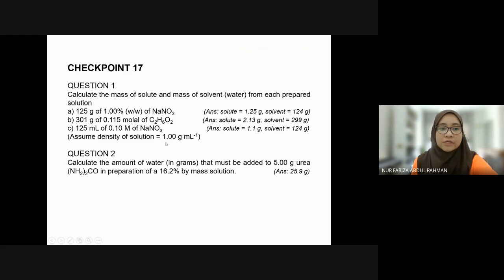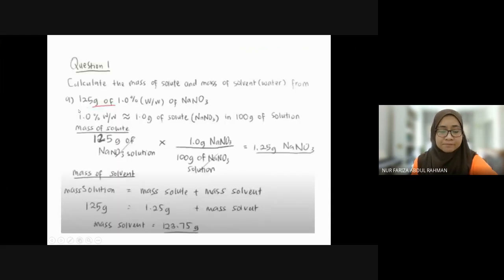All right, so let's discuss A first. This is A: 125 gram of 1% by mass of sodium nitrate solution. So you must be able to interpret this information. This 125 gram represents the mass of the solution. This is the concentration given in terms of percent by mass. So this can be interpreted in terms of mass. It can be converted directly from percent to gram.